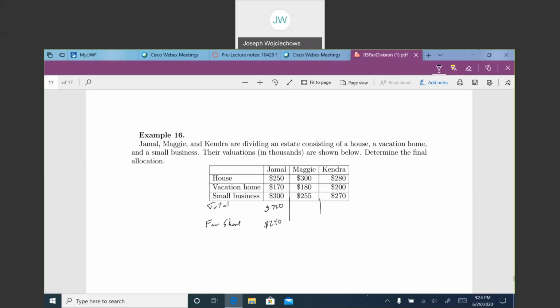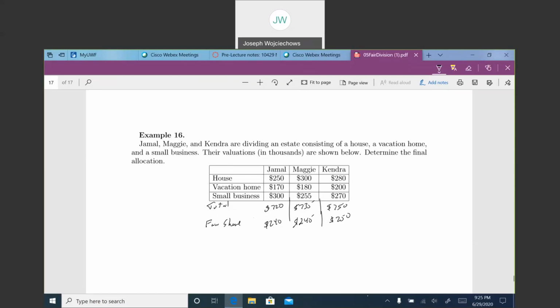Okay, now let's look at Maggie. That's 735,000. And what's her fair share? 245. Then we have Kendra, 280 plus 200 plus 270. And that's 750. And a fair share to Kendra is 250.